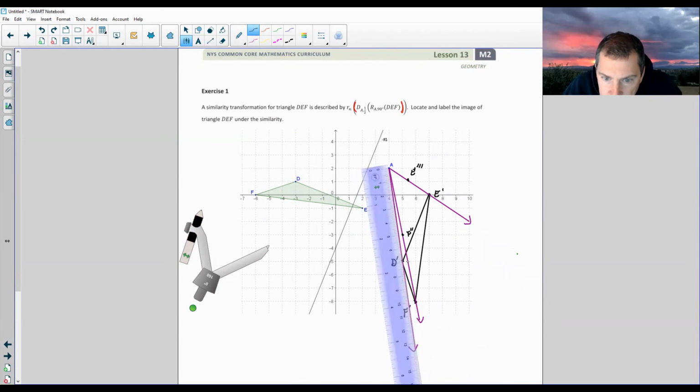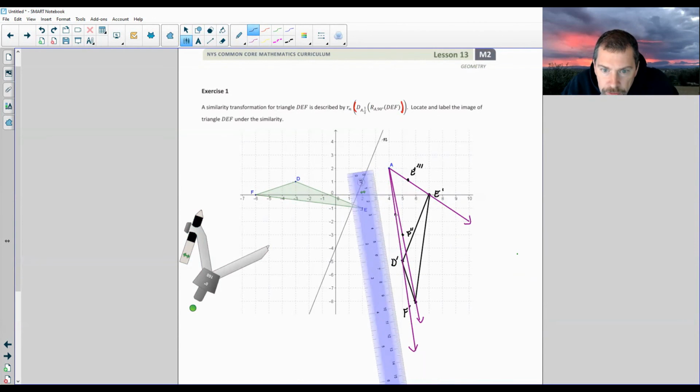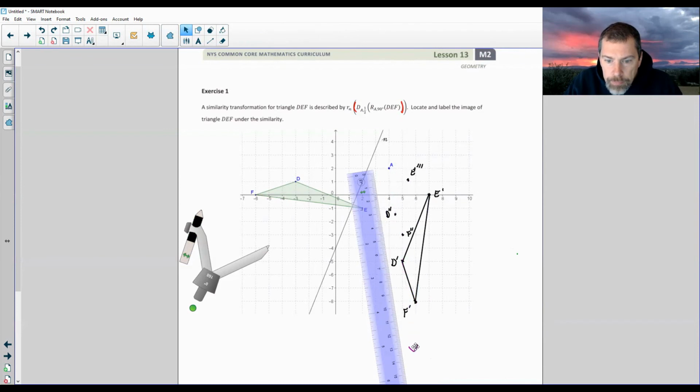We're on the home stretch here. This is 68. Half of 68 is 34, which is right here. And that is going to be D double prime. Now let me erase my rays. Connect the dots.